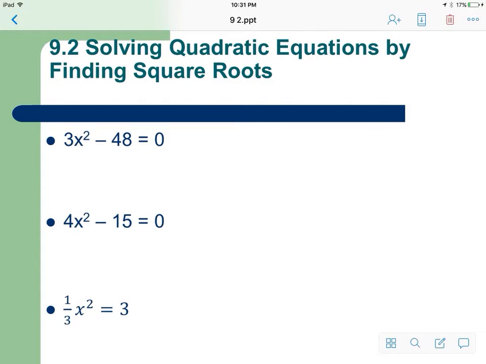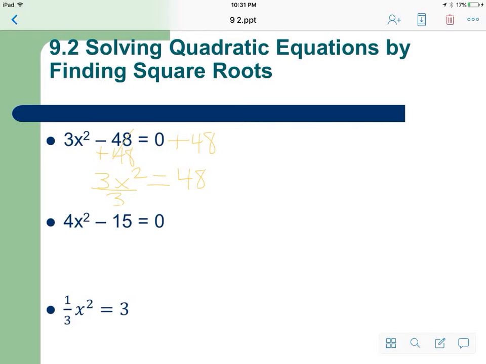All right, now let's go over how to solve equations that have an x squared term and a constant but no x term. And so we're just going to solve them just like we would if we were solving for x. So first thing, you're going to add 48 to both sides. Just be doing these problems with me so that you have some examples to look at. And once you add 48 to both sides, it cancels the 48. So 3x squared is equal to 48.